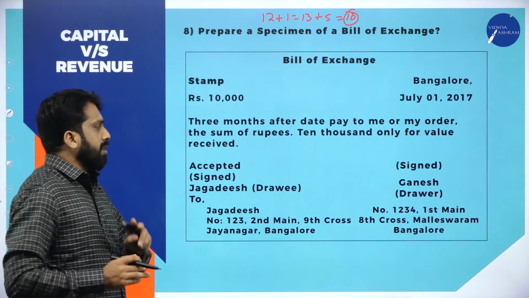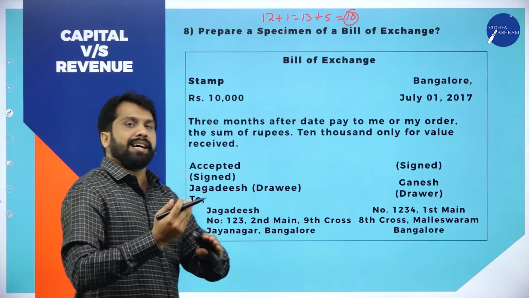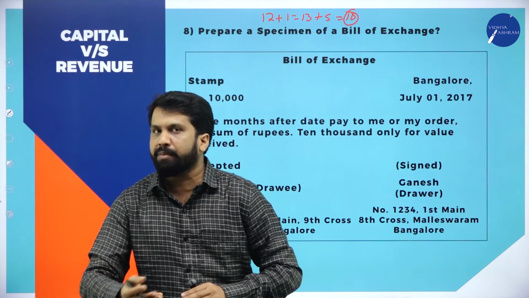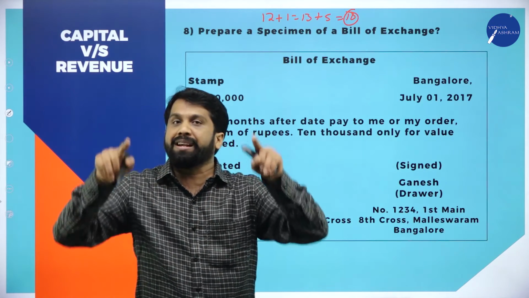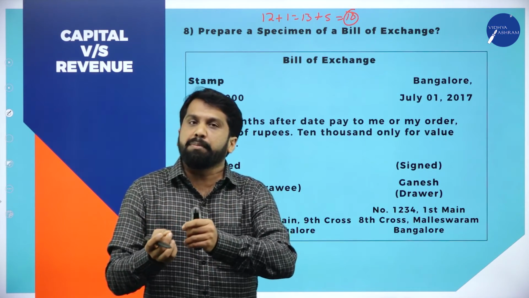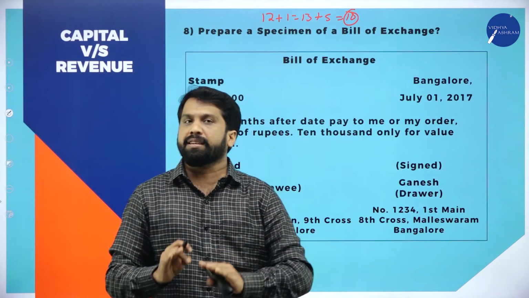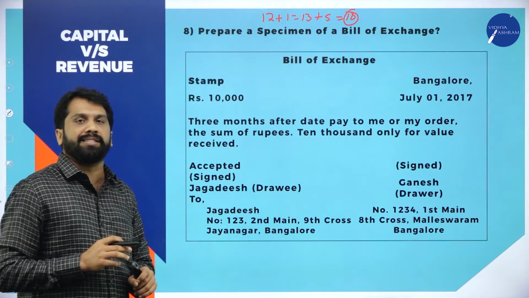As I told you, there are two persons, seller and buyer. So a sale happened. The buyer said that I'll give you money after 1 month or 2 months. Then what will the seller do? He will prepare a document and pass it to the buyer, saying please sign and give it back. That document we call a bill of exchange.